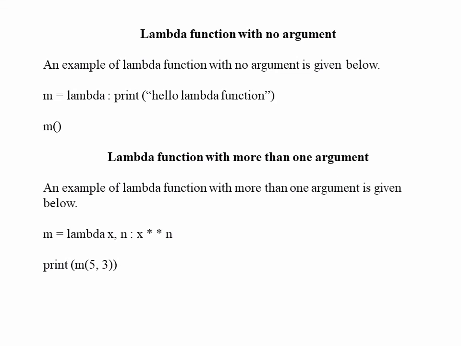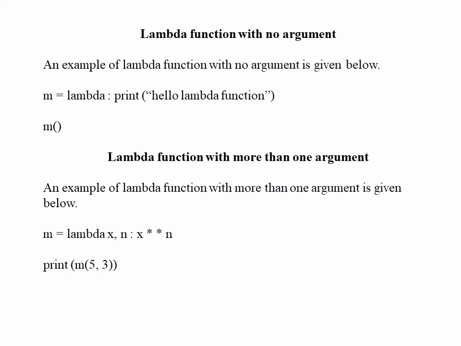Lambda function with no argument. An example of a lambda function with no argument is given below. So m = lambda. You have to use the keyword lambda here. Print "hello lambda function". So this is the function m with no argument. This way you can call it.